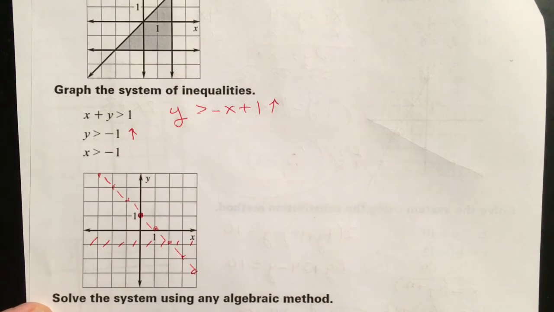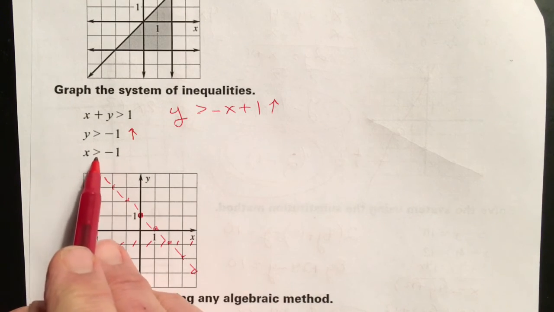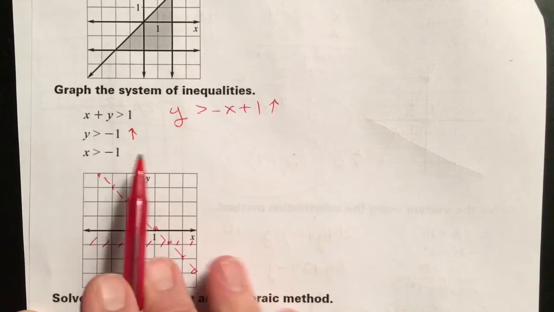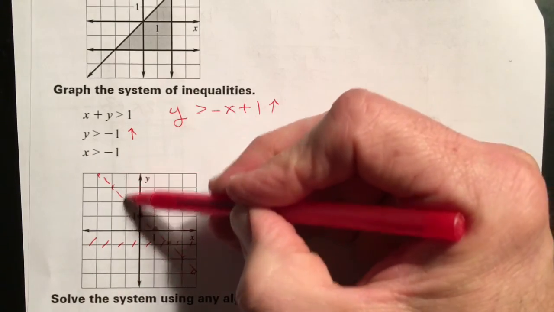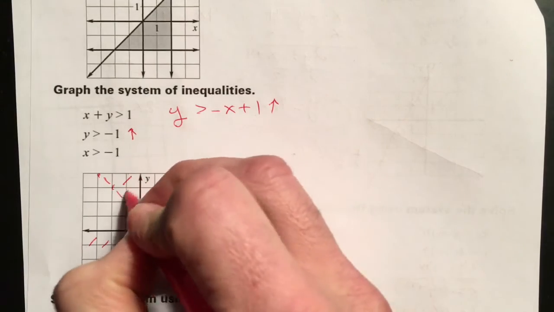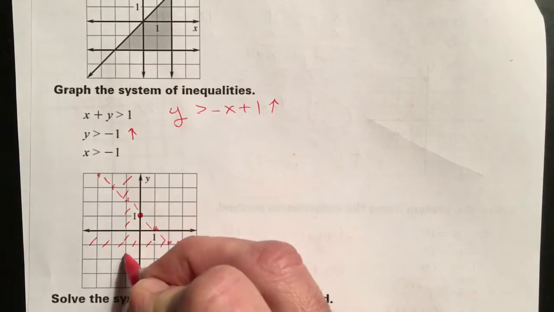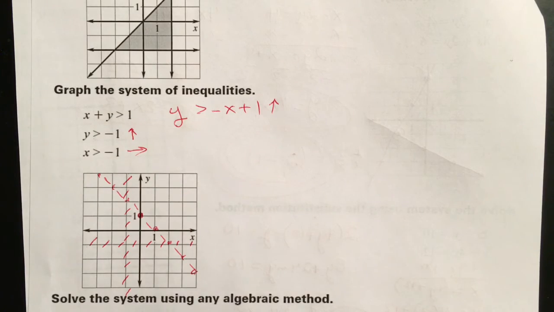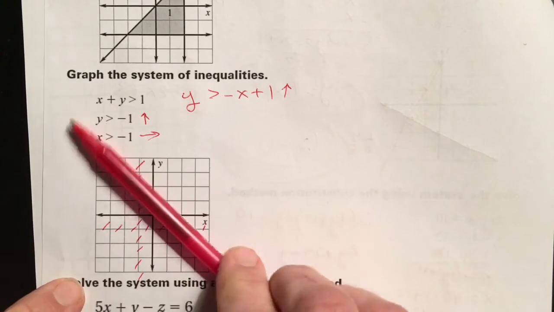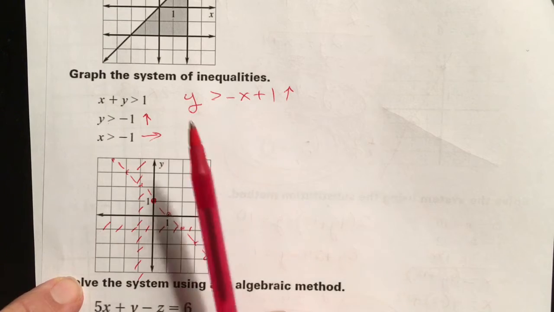X is greater than negative 1. There's no y here, so negative 1 is going to be x. X is negative 1 is right along here. Another dashed line for you. And you sort of create a triangle. So this is going to be to the right. So we're above this line, above that line, to the right of that.